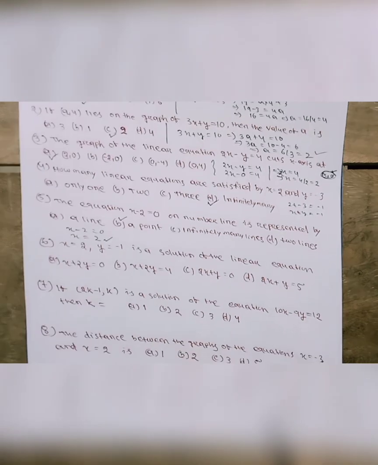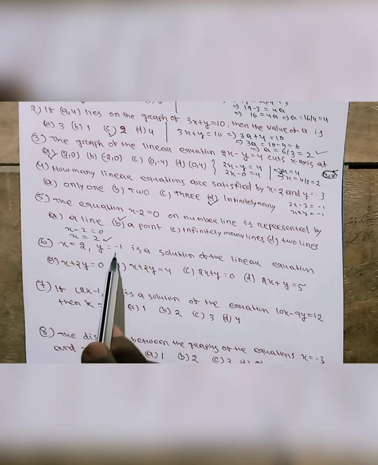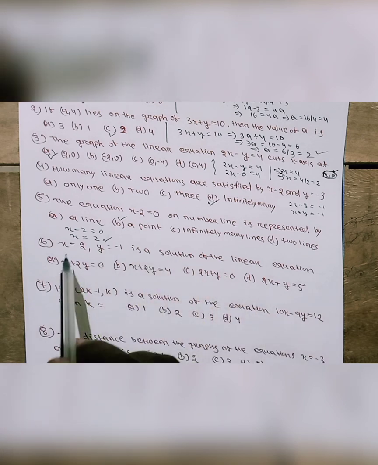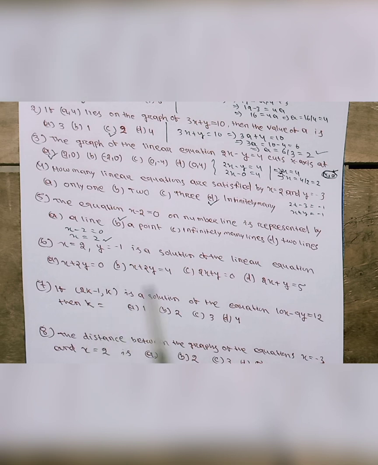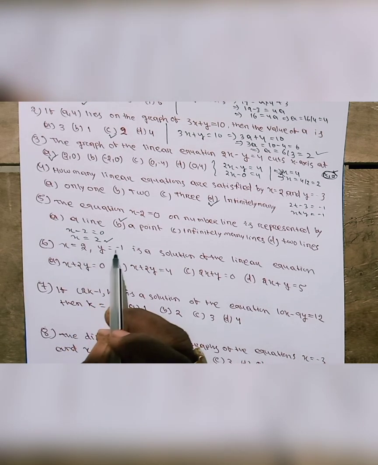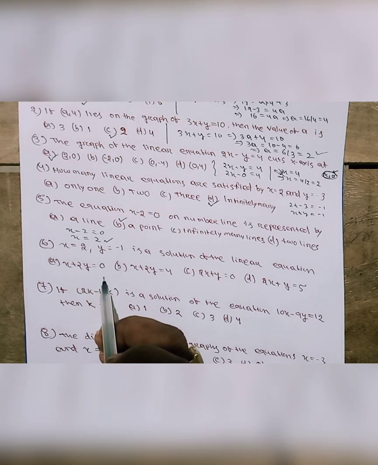Number 6. x = 2, y = minus 1 is a solution of the linear equation given below. X value and y value are given. Find the equation from the options. So put the values of x and y in the given equation. If the left side and right side values are the same, then that is the solution of the given equation, otherwise not.